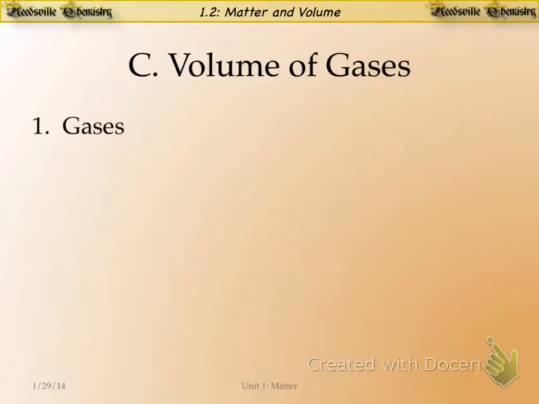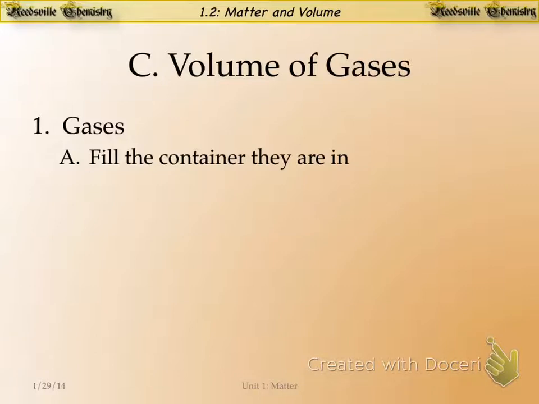The last state of matter, then, obviously gases. Gases are really interesting because they fill the container they're in. So if you have a container full of nitrogen gas and you open it up, that nitrogen gas is going to fill the new container, which is the room. It's just going to expand into the room, and its new container is the room.